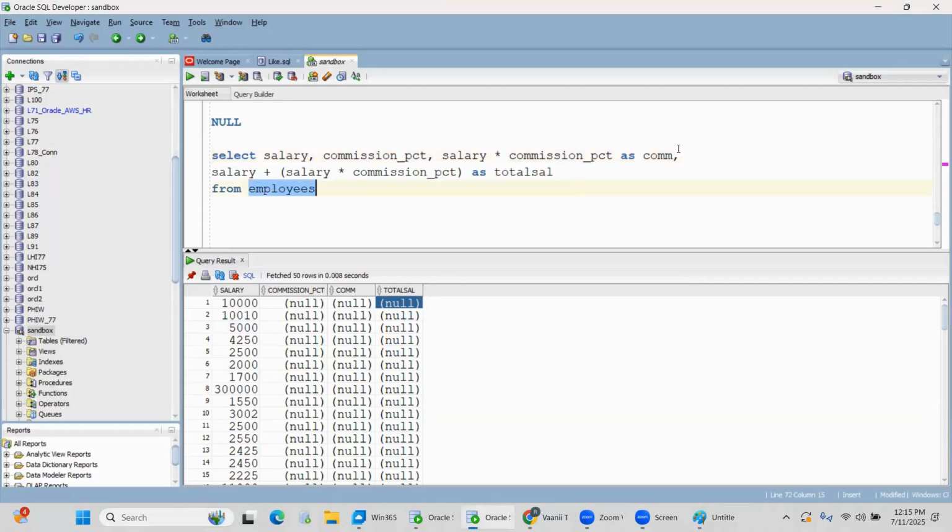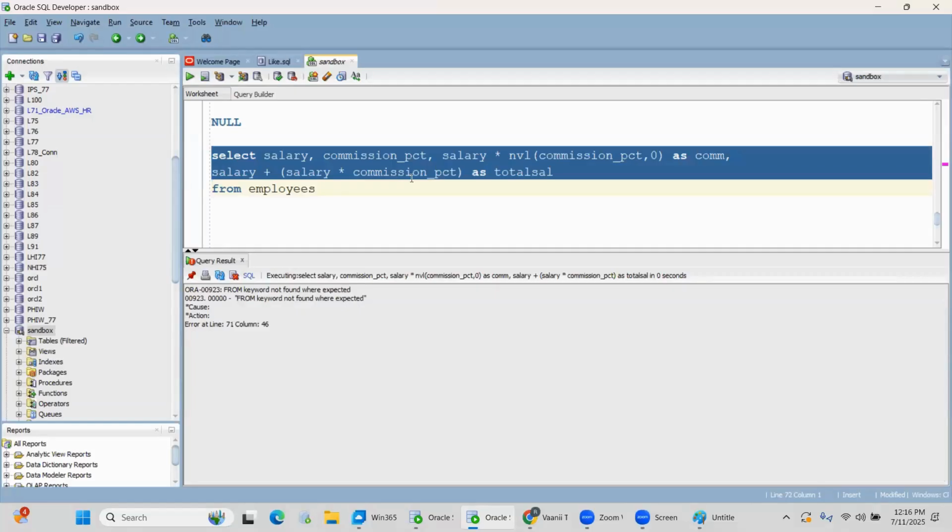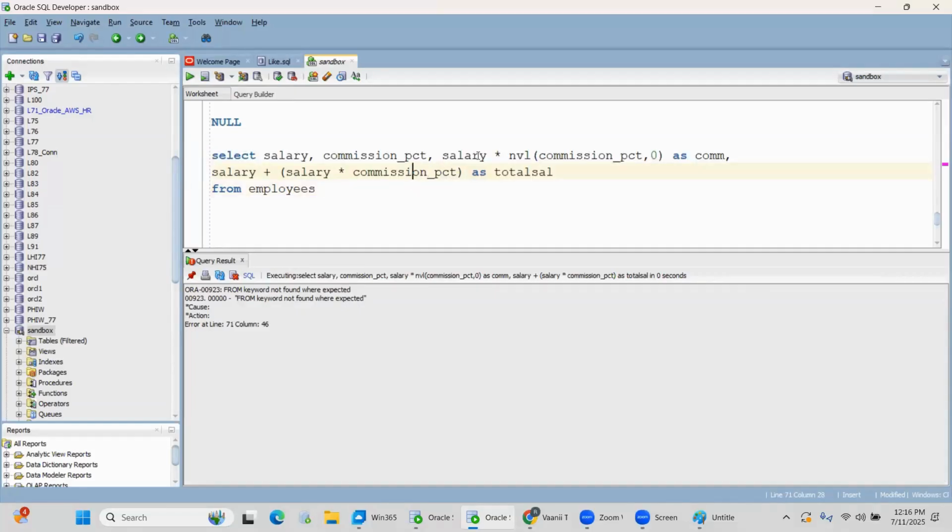Yes, sir. In the database, there is a function where if it is null, you can substitute some value. How? Using the NVL function. So NVL, and suppose that if it is null, I want to substitute it with 0. Now let's see what is happening. Now it's saying wherever the keyword should be there, it's not there. What is the problem here, guys? Any one of you?